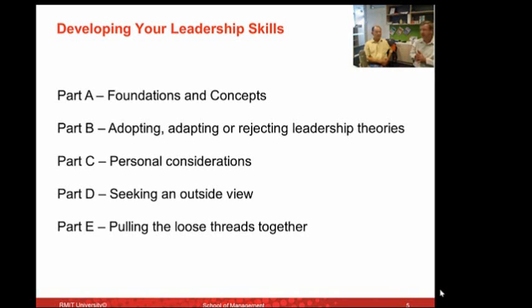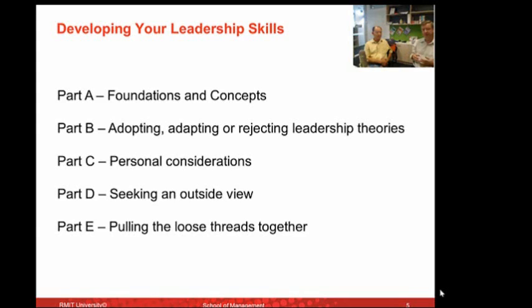Part B, you've got to decide if you're going to adopt, adapt, or reject certain leadership theories, models, frameworks, and approaches. And that's really quite important, because not everything that you learn in this course is going to gel for you. So you've got to be critical about that. Part C is about you as a person, as a potential leader. What is it about you that's important, unique, different, that feeds into your leadership development plan?